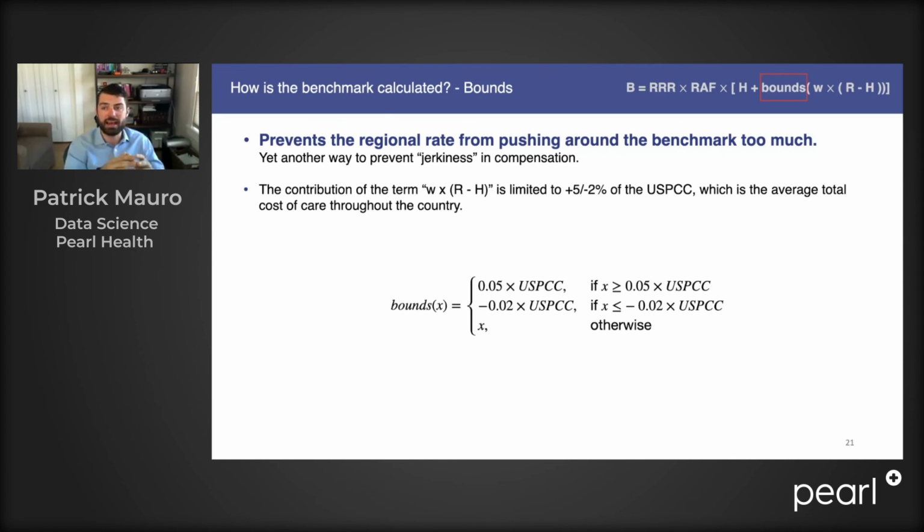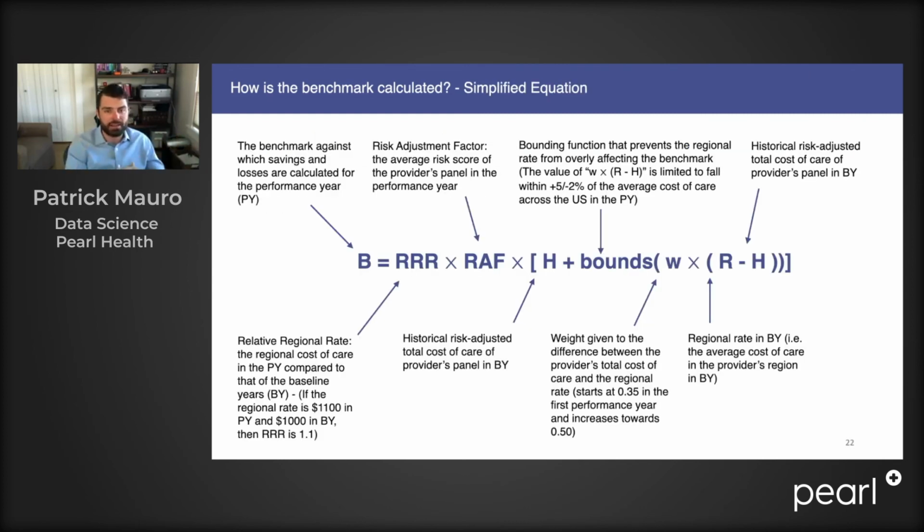All right, so what is the US PCC? You can think about that as the average total cost of care throughout the country. So they're saying, we're going to allow the efficiency term to adjust up the benchmark by 5% of the US PCC or down by 2% of the US PCC, but no more than that. And so again, this is just to allow you to have this efficiency, this mean reversion adjustment, without it affecting things too much.